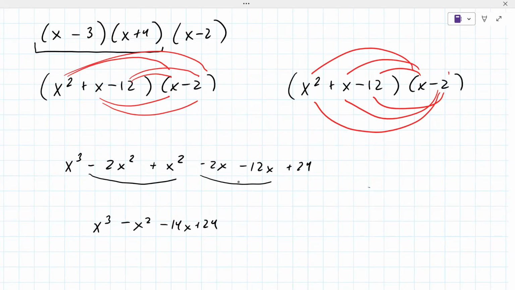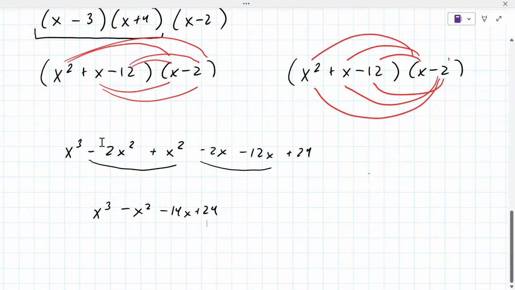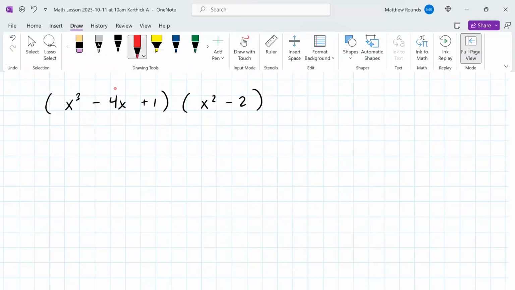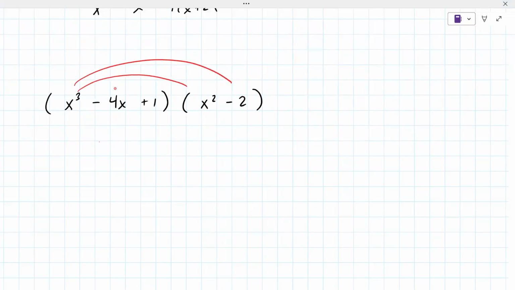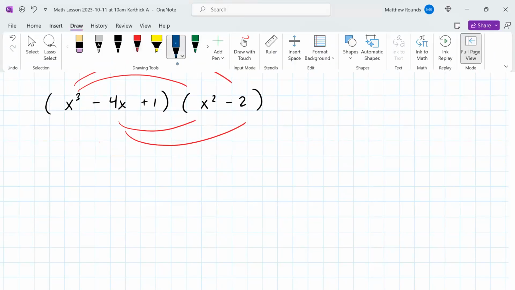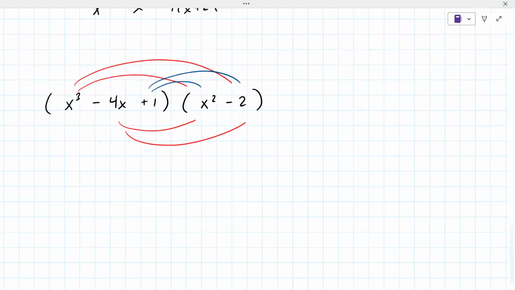Any questions on that? No, I get it. Okay, so let me give you one to try here. The exponents can change. Like it can be x cubed minus 4x plus 1 times x squared minus 2. So I want you to take each of the ones on the left here and multiply them in. Kind of a rainbow here. Go ahead and work that out, please, as best you can.